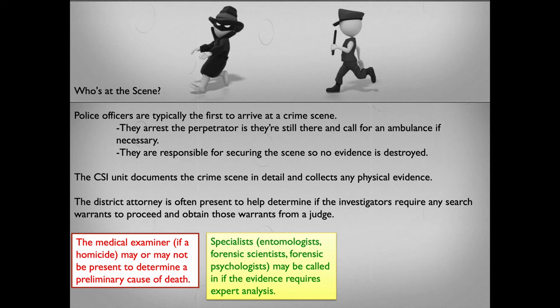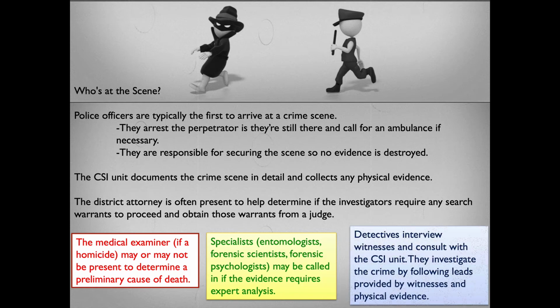Specialists can be called in as well. Entomologists, of course, are the forensic specialists who deal in bugs and time of death. Other types of forensic scientists, perhaps forensic psychologists, may be called in if the evidence would require those experts to be there.